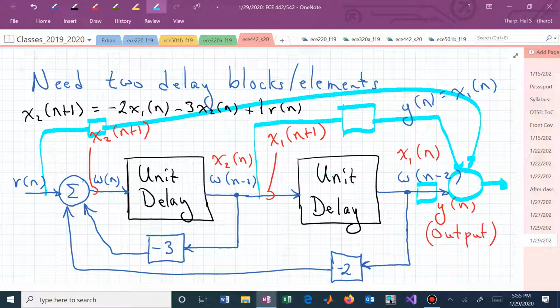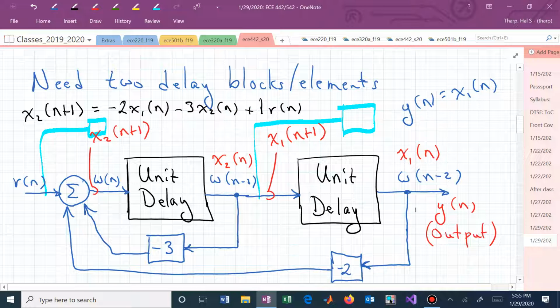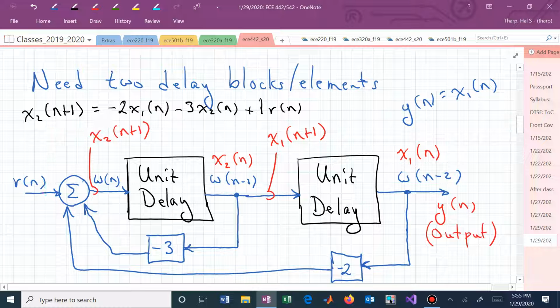Here, I'm not making it that complicated. I don't even have these highlights present. I've just said, okay, my heart rate's high now, but I've just said my y of n is equal to x sub 1 of n.